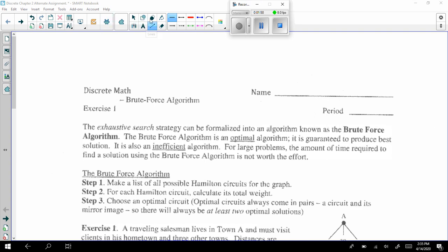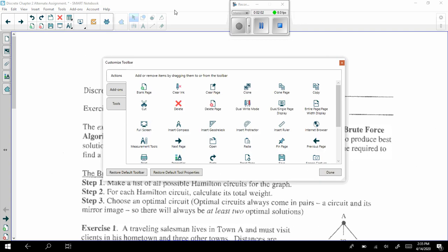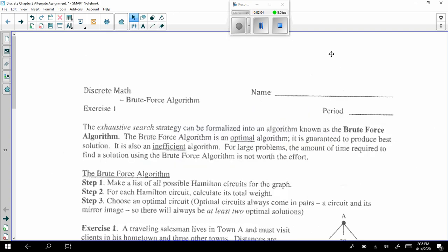Okay, so let me do this real quick. I'm trying to, no, it's not working. Awesome. Okay. I just want to make sure my pen is as small as it can be when I'm doing this.